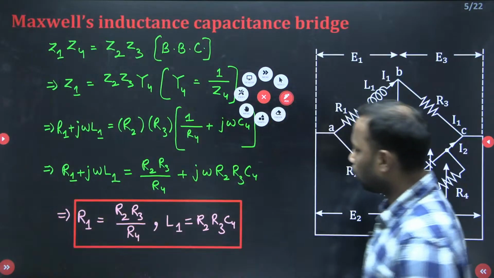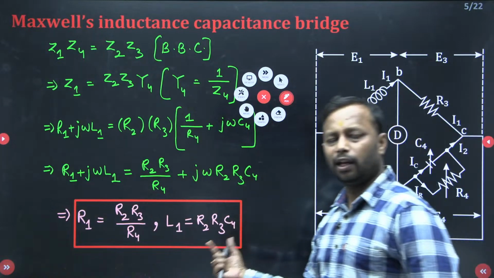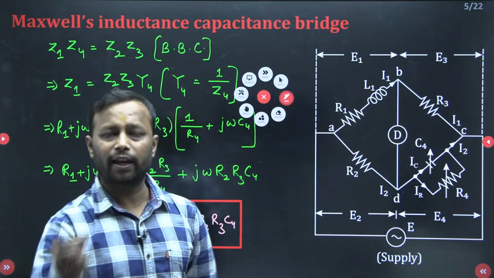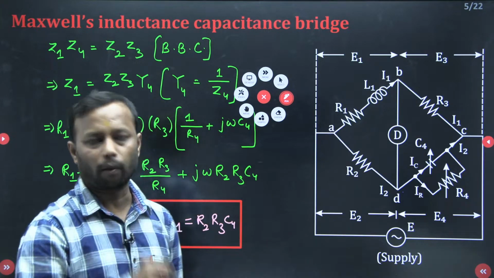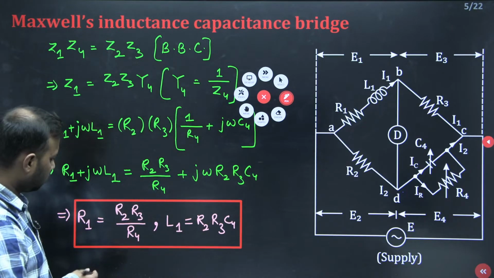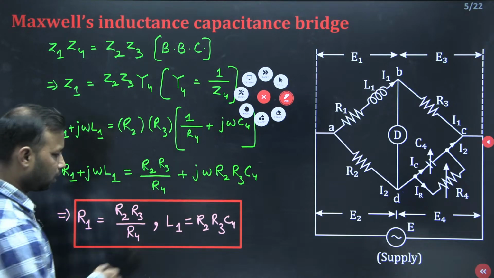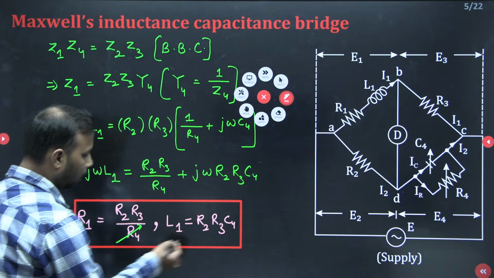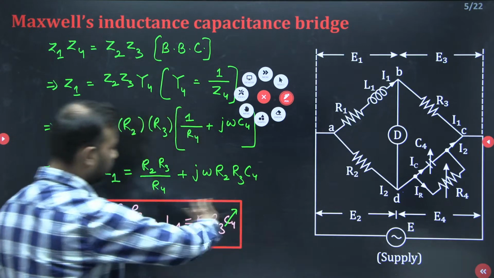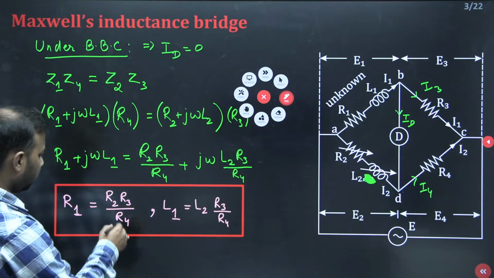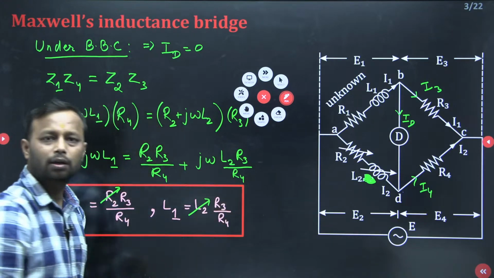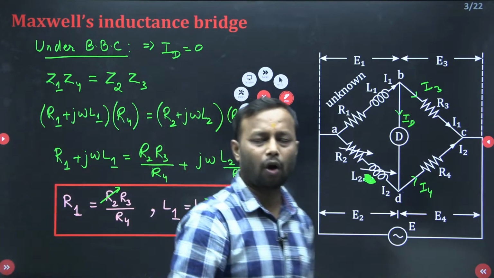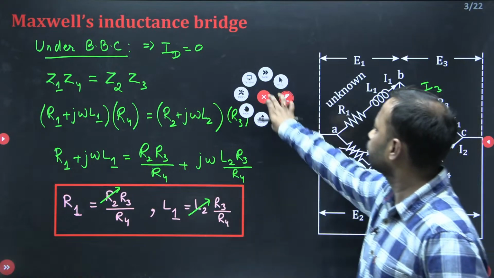Okay. And one more thing. What will be the variable here? As I told you, the variable is always selected from the parameters which are uncommon. So here, what are the uncommons? Uncommon here are R4 and C4. Similarly, in the last bridge, it was R2 and L2. These were uncommon parameters, so this was selected as a variable.